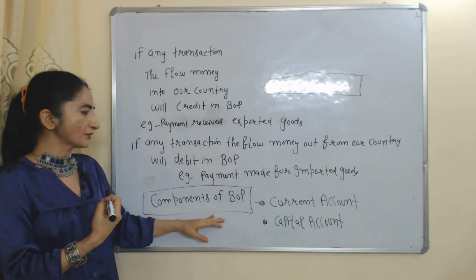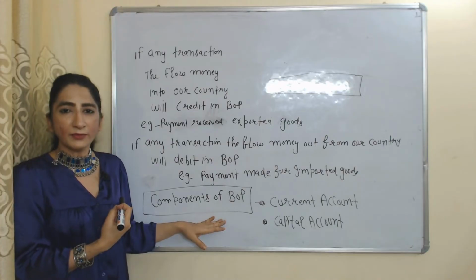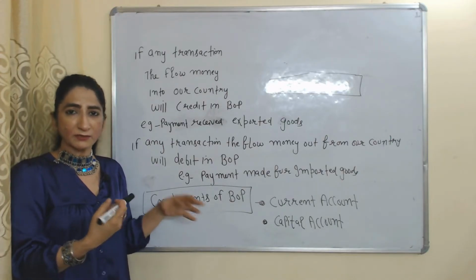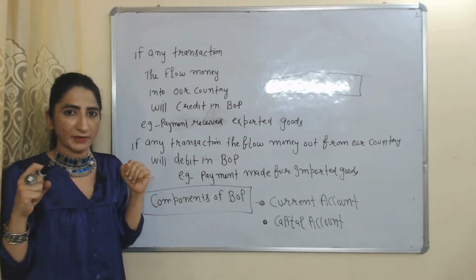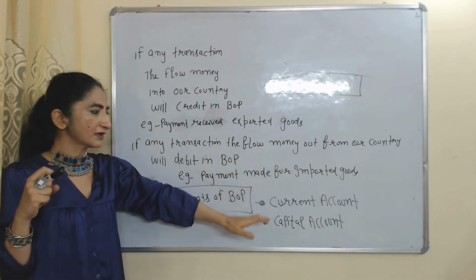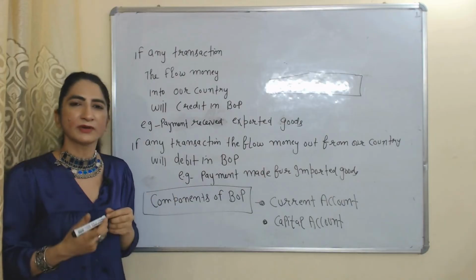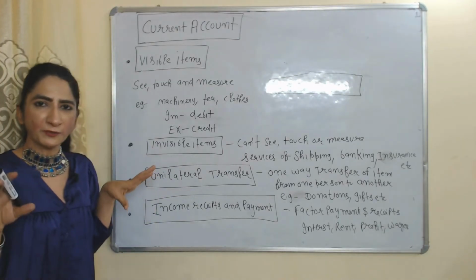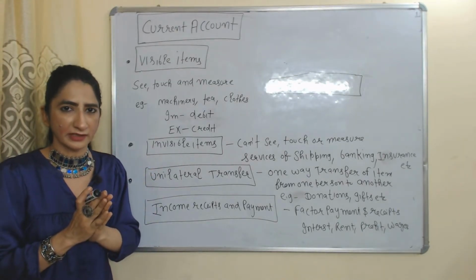Now we will see the components of balance of payment. Components of balance of payment means what we include in balance of payment. We include two types of account in balance of payment: current account and capital account. One by one we will discuss each. First of all, we are going to talk about the current account.